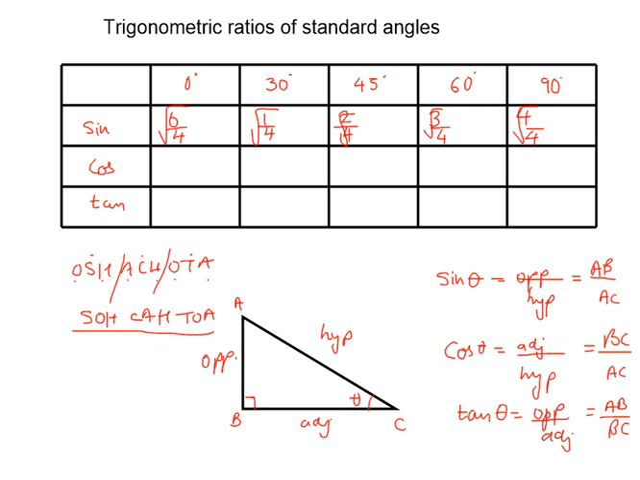So when you take the root, 0 upon 4, 0 upon any number is 0. Root of 1 over root of 4, which is 2. This becomes 1 over root 2. This will be root 3 upon root 4, which is 2. This reduces to 1, 4 upon 4 is 1. So root of 1 is 1. So that's how you get the values of sine.